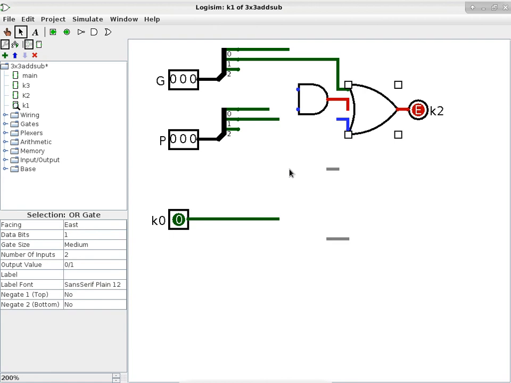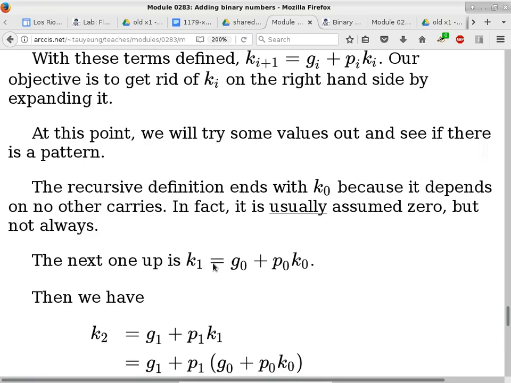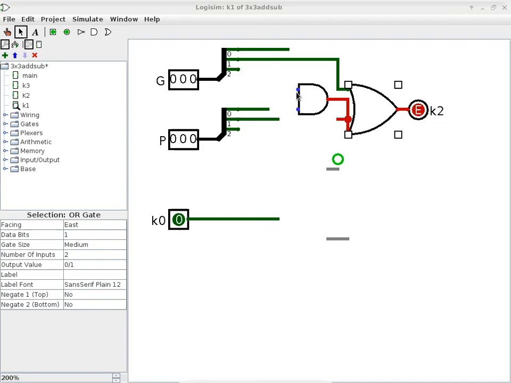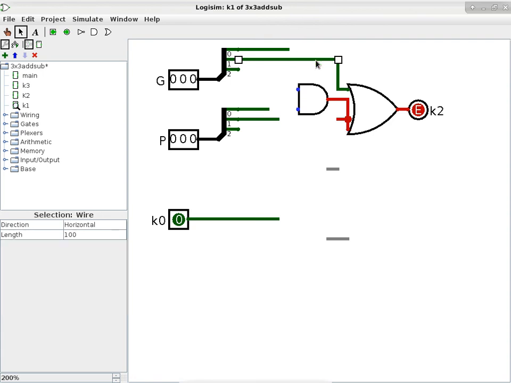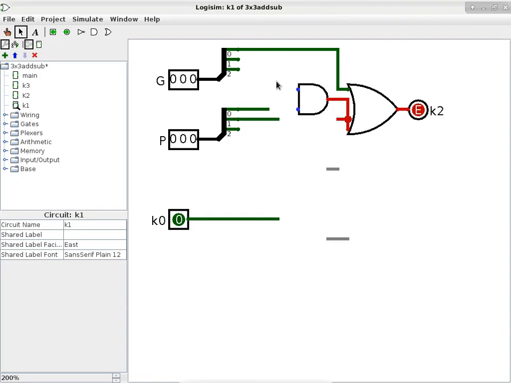And I know the documentation basically says you don't need to do this. Okay. Yeah, it looks ugly. And then the equation says K1 is G0 plus P0 K0. So G0 goes straight in. So this is G0, it goes straight in. So that means I have to remove this wire and reconnect this one to one of the inputs of the OR. And then the AND is between P0 and K0. Alright, so we get this guy.